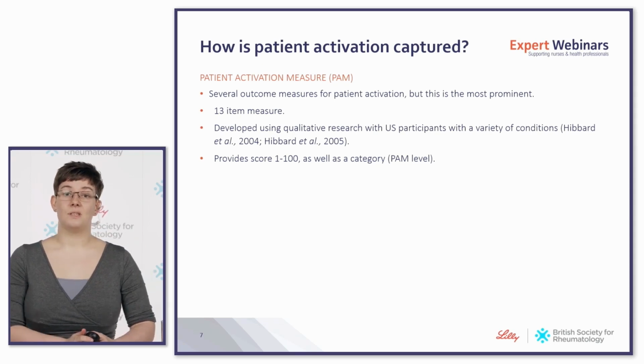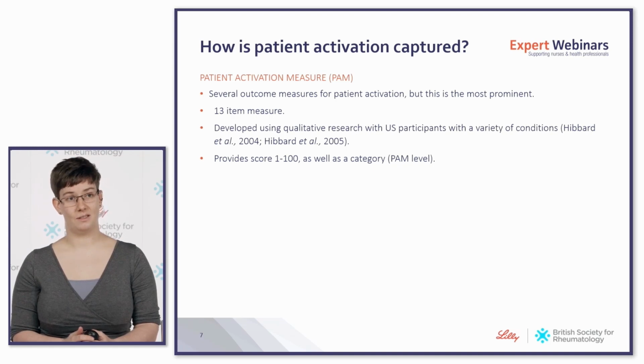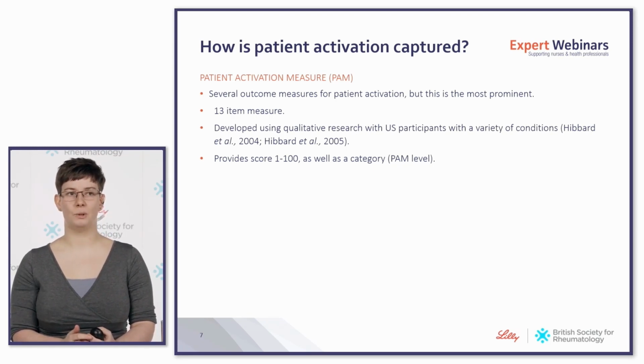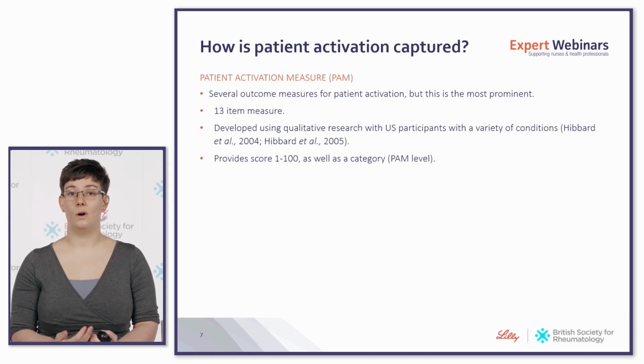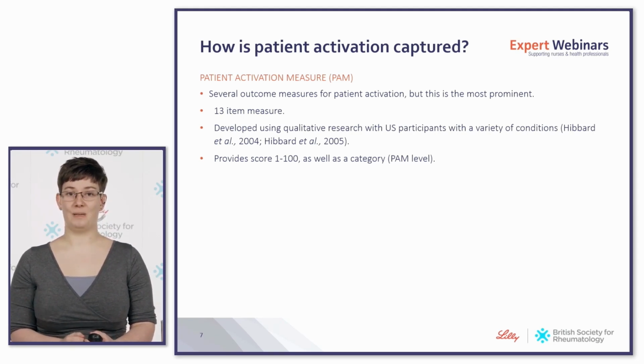It was developed using qualitative research methods with participants with a range of health conditions, including some without any health conditions, and provides people with a score from 1 to 100, where the higher the score, the higher your patient activation. The PAM also provides people with a category once they've completed it, which is known as a PAM level. We'll be discussing these in more detail on the next slide, so we'll come back to this.